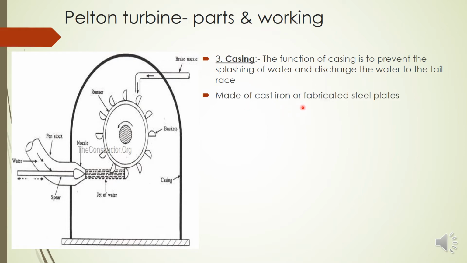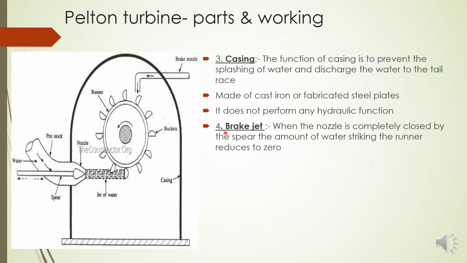They are made of cast iron or fabricated steel plates, and the casing does not perform any hydraulic function here. We will see in the Francis turbine that it has a very good hydraulic function, but here it does not have any function. So that is our third part.